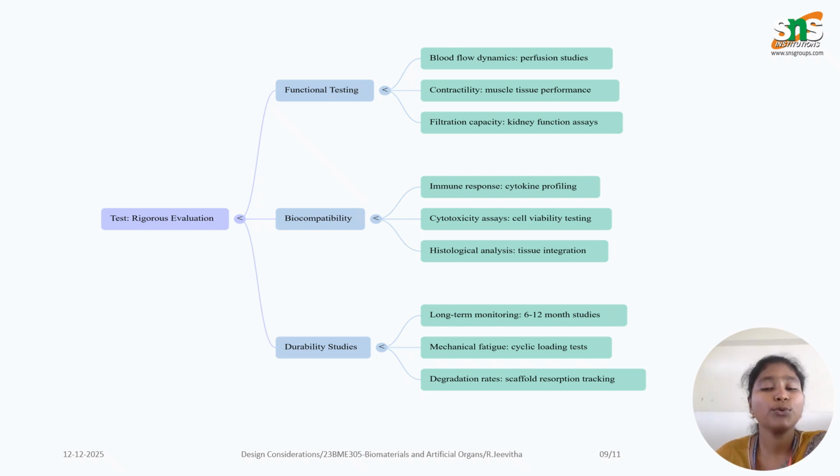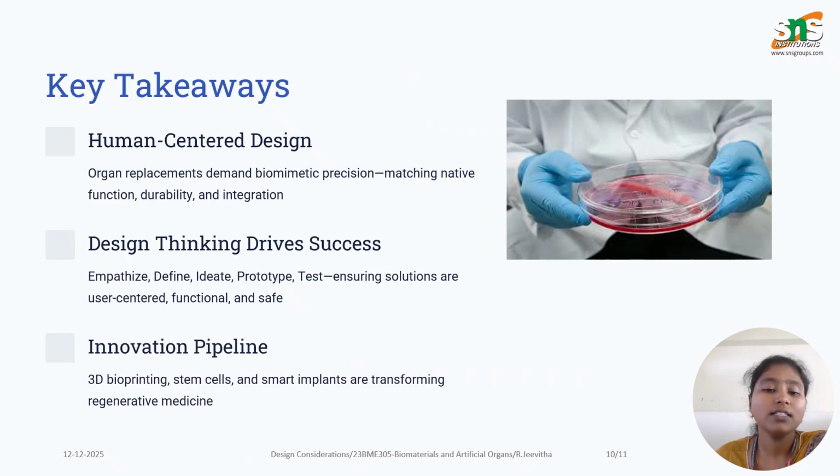And testing is one of the most important stages in artificial organ development. We conduct functional tests like blood flow studies for vascular organs, contractility tests for muscle tissues, and filtration tests for kidney models. Next is biocompatibility testing. We examine immune response, perform cytotoxicity tests to ensure cells remain alive, and carry out histological analysis to check tissue bonding. Only after all the tests are passed can the organ move to preclinical stages.